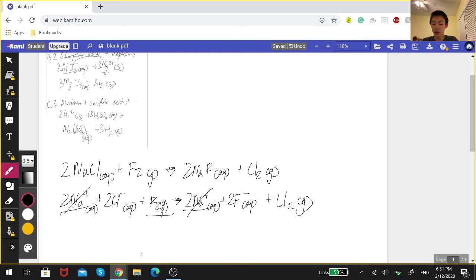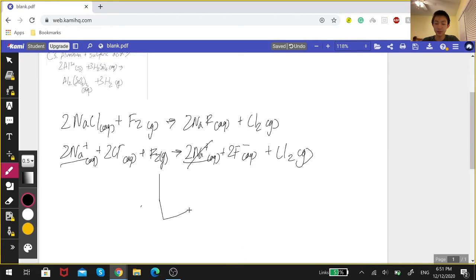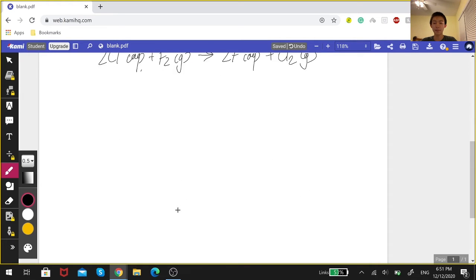F2, is there an F2 on this side? We have a 2F, but that is different from F2 due to this charge. So we're not going to cross any of these out either. That basically leaves us with 2Cl minus aqueous plus F2 gas yields 2F minus aqueous plus Cl2 gas. And that is our net ionic.